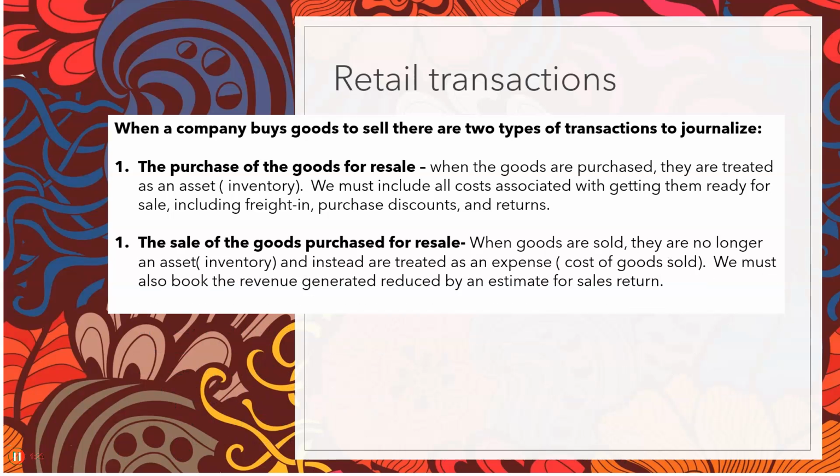Now, what happens when we sell these goods? Well, when goods are sold, they are no longer an asset, inventory, and instead we have to take them out of inventory and treat them as an expense, which we call cost of goods sold. So remember, cost of goods sold is an expense account, and it only appears on the income statement. We must also book the revenue generated, reduced by an estimate for sales returns.